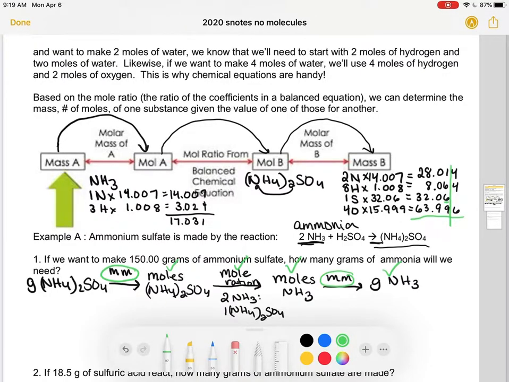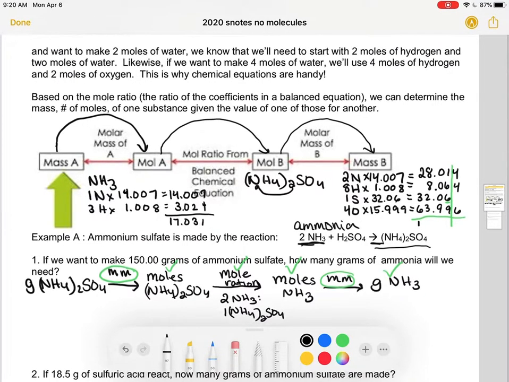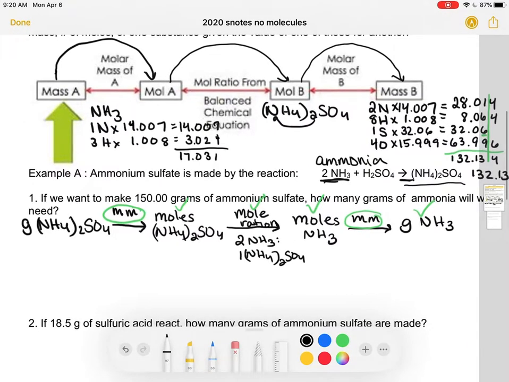Okay, so we add all these together using our calculator. We get 132.134, which I'm going to round to 132.13. All right, cool. And here's what I'm going to do. I'm going to write the molar masses down here. So the molar mass for this guy is 17.031 grams. And the molar mass for this guy was 132.13 grams.